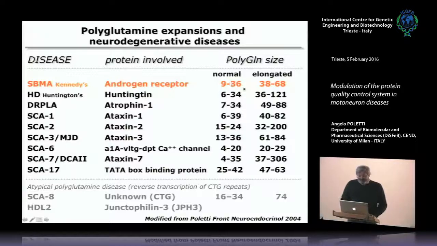But the advantage of using the androgen receptor is that we know exactly what the androgen receptor does in the cells. It's a very well-known protein. It was cloned in the 80s, studied since the 70s. So we know exactly how it works, and we don't know much about the other proteins. This is a big advantage because you can discriminate between physiological and pathological defects of this protein.